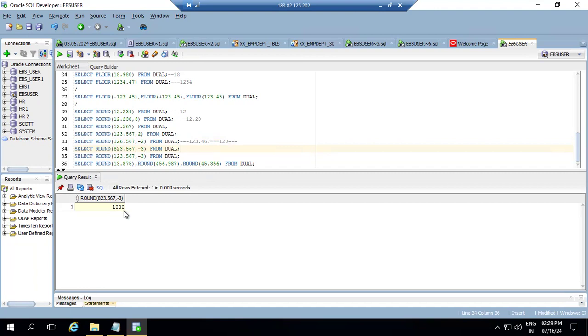Any doubts in this round? So when it is minus alone, it will consider the left side. How many digits you are mentioning here, it goes to that exact digit. When it is less than 5, it will consider as 0. When it is greater than 5, it will add 1 to the before value. That's it. So it is clear here. Any doubts in this?